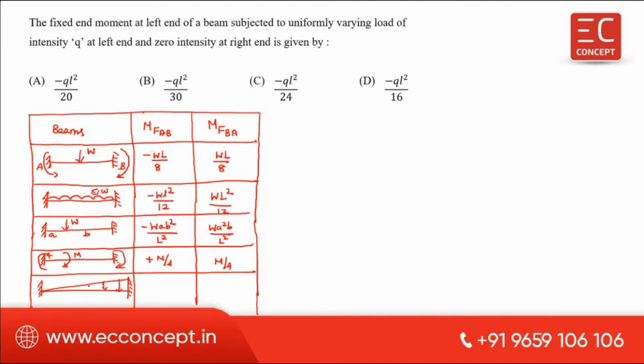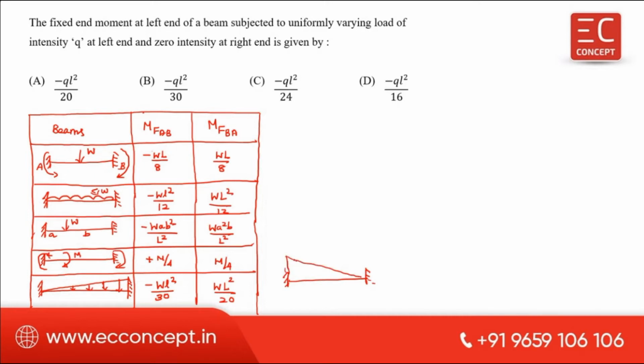This end is maximum. This is the UVL. Where the zero loading position, your value is minus WL square divided by 30. Where the higher intensity end, the value is WL square divided by 20. Suppose the loading diagram is something like that.